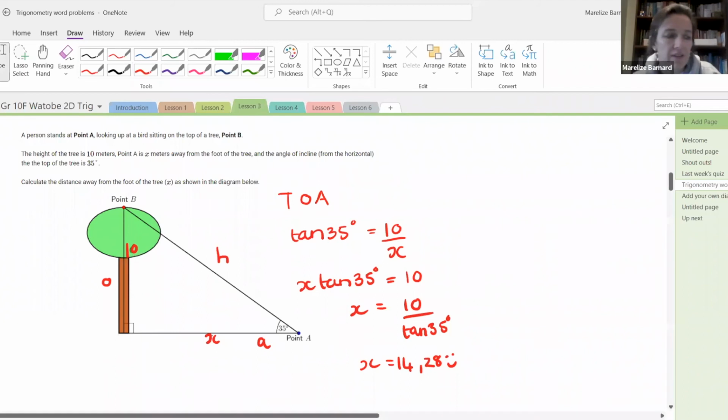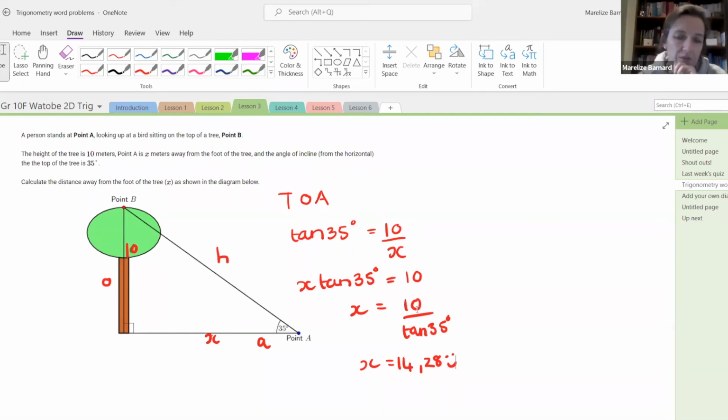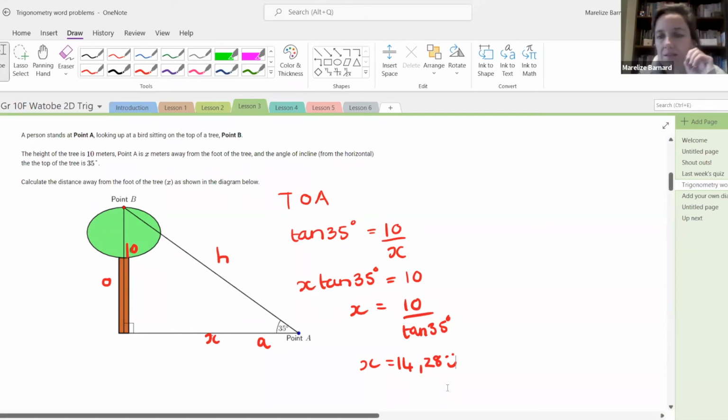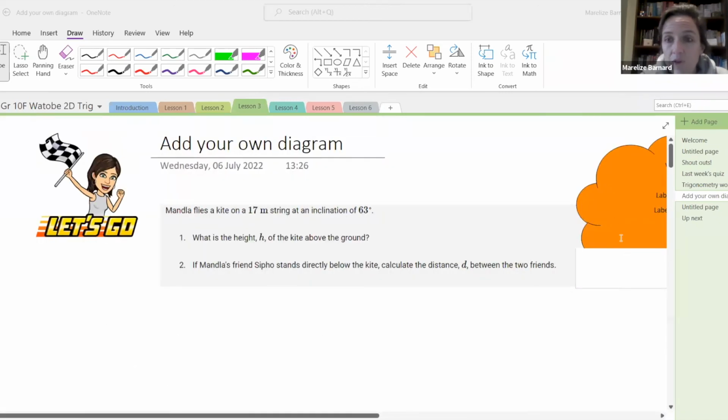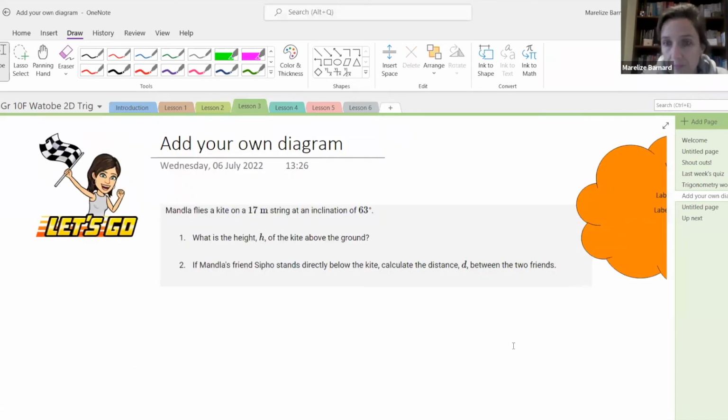Calculator, you literally just press 10, divide button, tan button, 35, close your bracket, and equal. 14.28. Okay, many of you got that, which is great, guys. So calculator work, you just punch it in the way it is there. 10 divided by tan button, 35, close your bracket, x is 14.28. Okay, lovely stuff. Let's see if we can move on to one more thing, which is how to add your own diagram if no diagram has been given, because that happens many times.